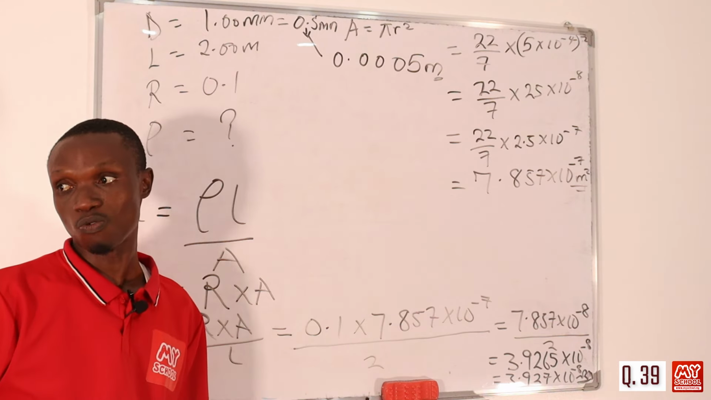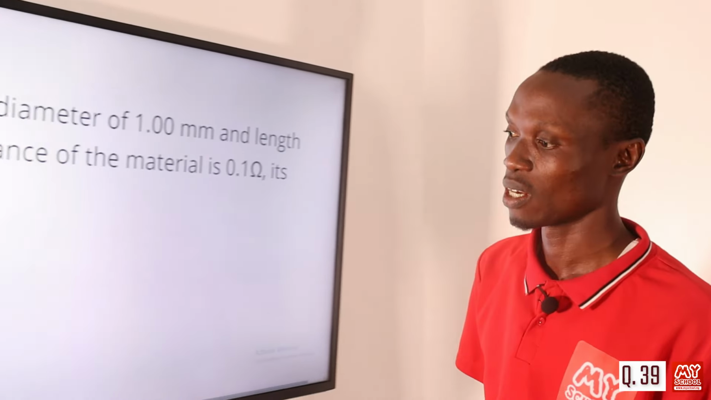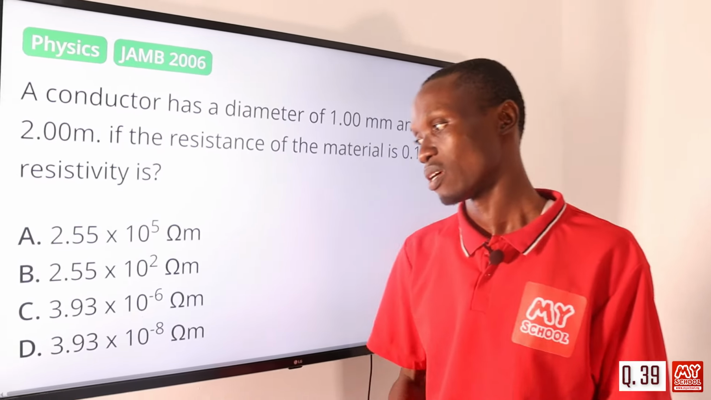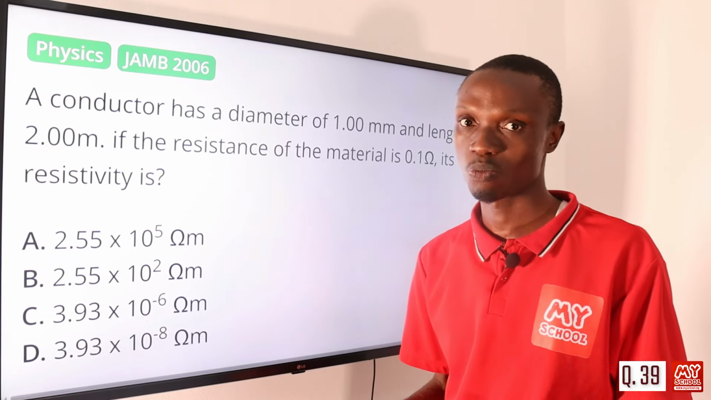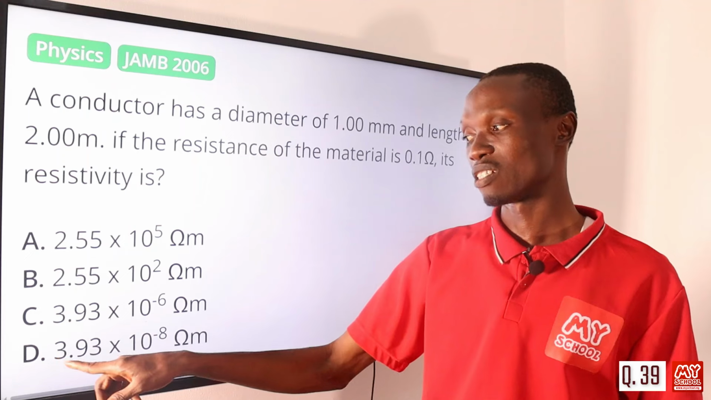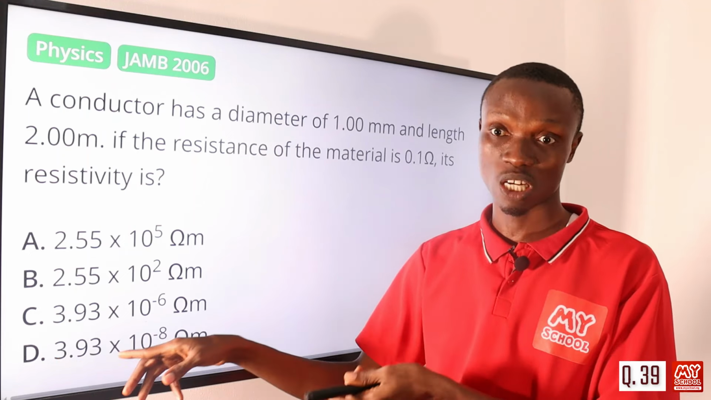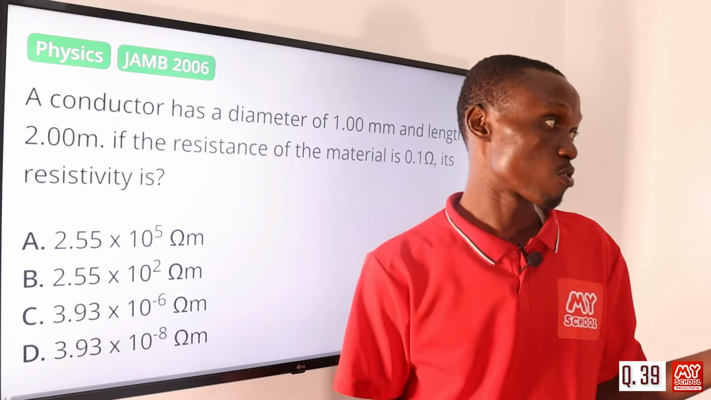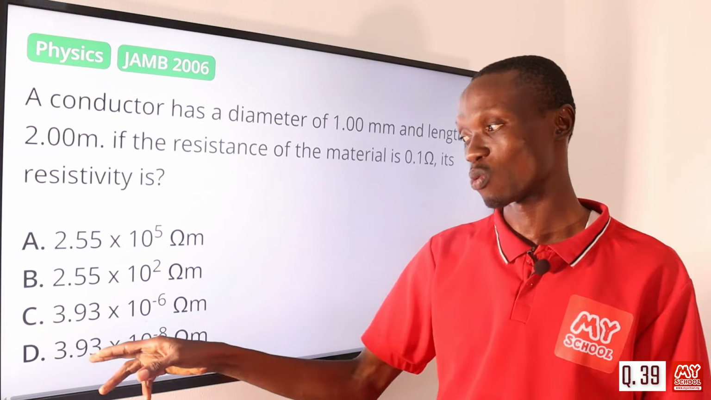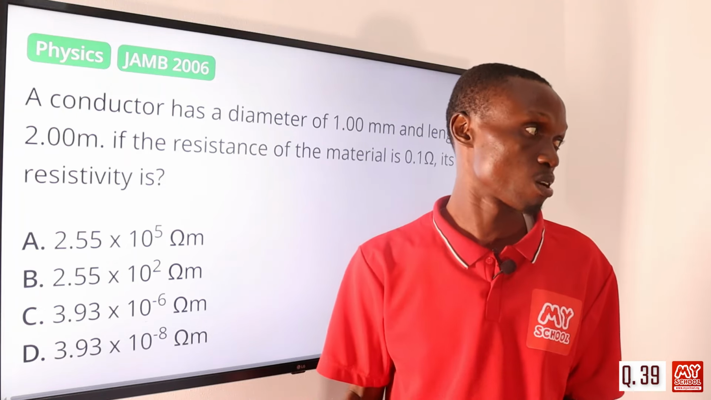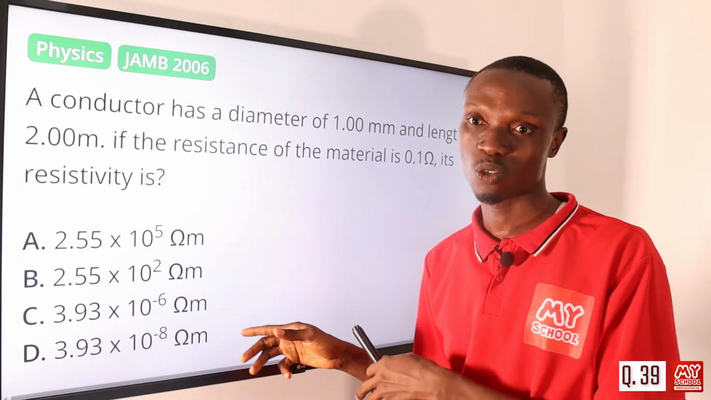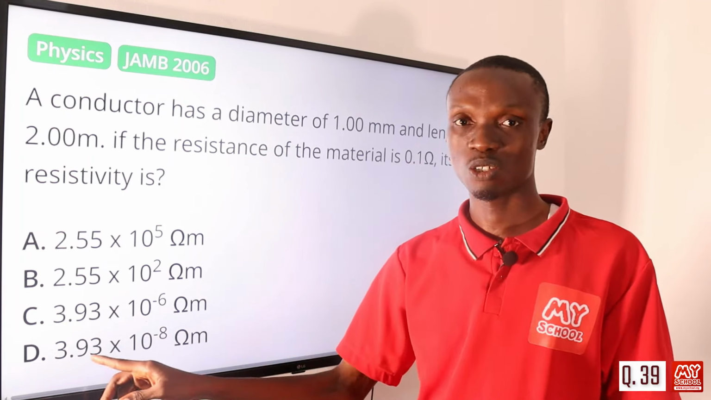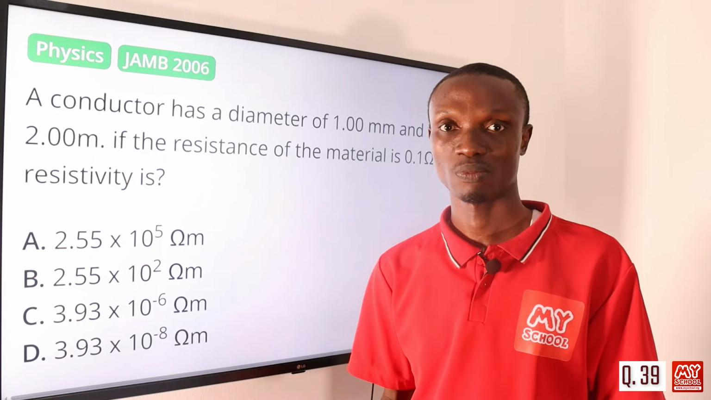So let's move over to the screen to pick the correct answer to this question, and that will be option D, 3.93 times 10 raised to power minus 8 ohm meter. Remember here that this was rounded to 2 decimal places. So if we round ours to 2 decimal places, we'll be having exactly this, which is 3.93 times 10 raised to power minus 8 ohm meter. So option D is the correct answer to this question.